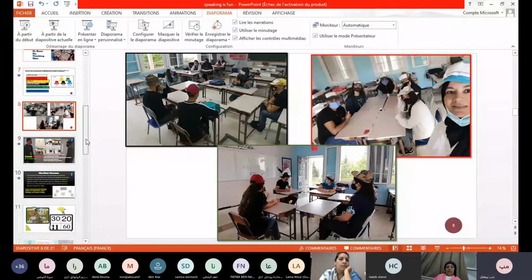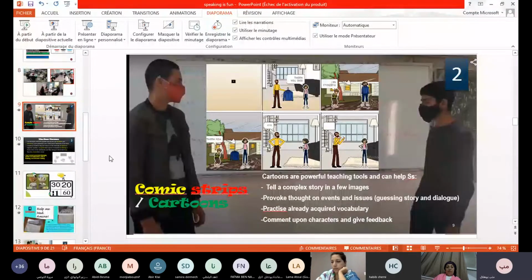Now that was idea number 1. Idea number 2 is comic strips and cartoons. Because cartoons are powerful teaching tools and can help students tell a complex story in few images, provoke thought on events and issues, practice already acquired vocabulary, comment upon characters and give feedback, I think we need to have some comic strips for students. The picture you see here shows 2 students trying to tell the story in the comic strips in their own words.